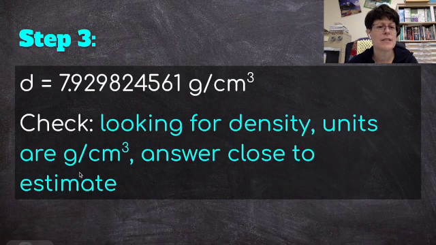Part of step 3 is to check our answer. So we're going to check. We were looking for density. Yep, we found density. Units are grams per cubic centimeter. So we have our units, and the answer is close to the estimate.